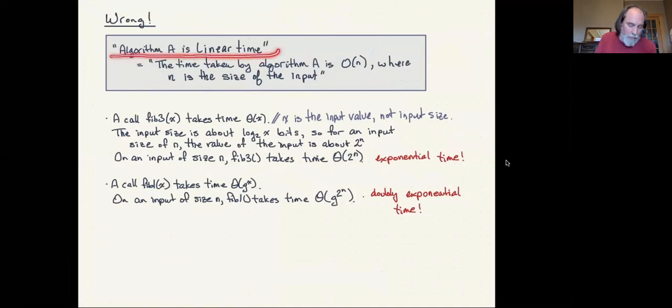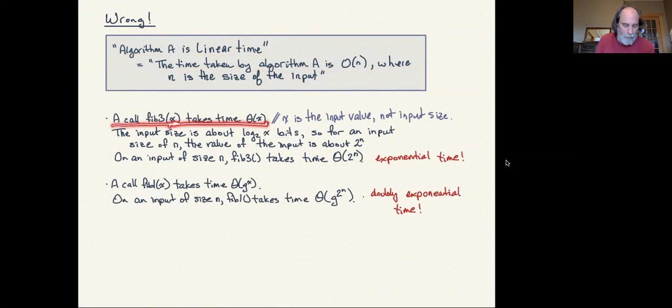Because when we say algorithm A is linear time, this is a short form for the following: the time taken by algorithm A is big O of n, where n is the size of the input. This is critical here, because a call to fib3 of x takes time theta of x. I've changed my variable here on purpose. Fib3 of x takes time theta of x, but x is not the input size, it's the input value.